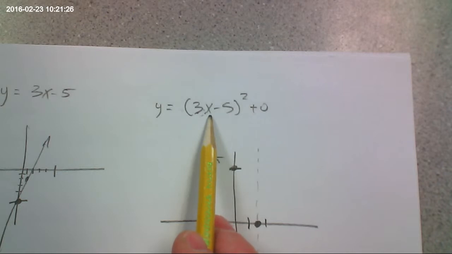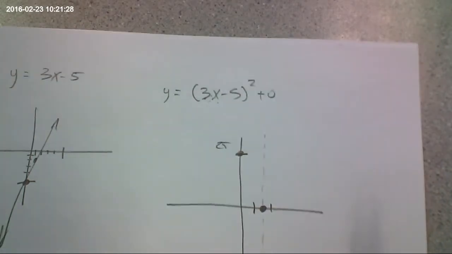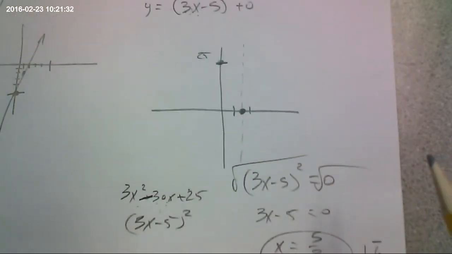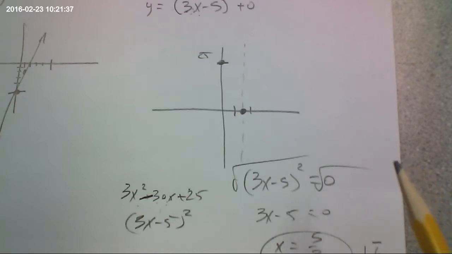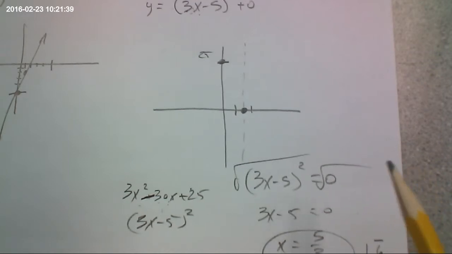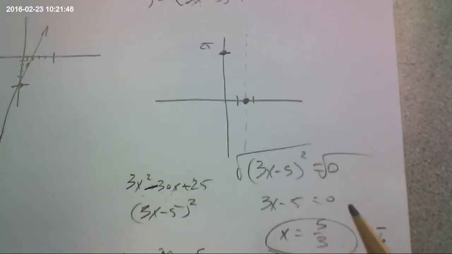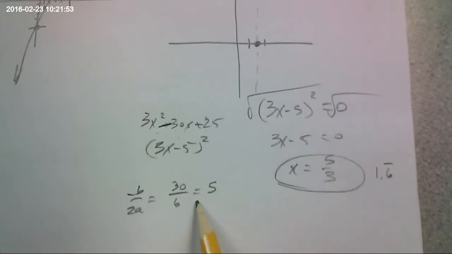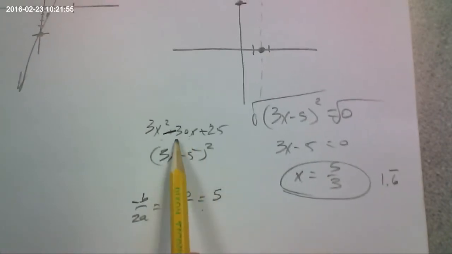Wait, what? You guys are looking at me weird. What's going on? You got a booger? Everybody's looking at me weird. We want to see you smile. I know it's a beautiful smile. Wait, what's going on? There's something wrong right here. What did I do wrong? Negative b over 2a is 5.